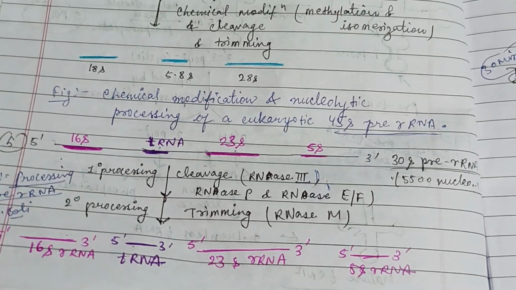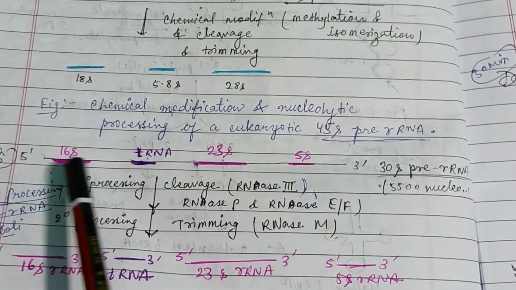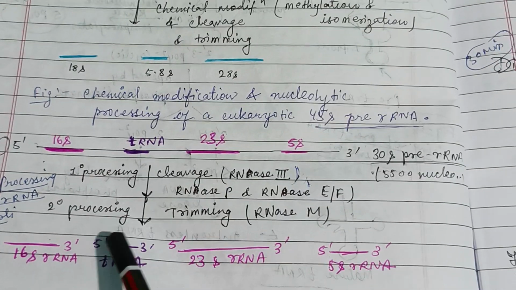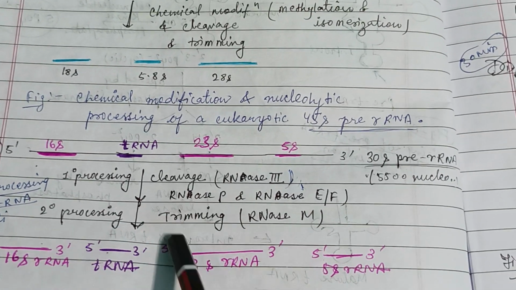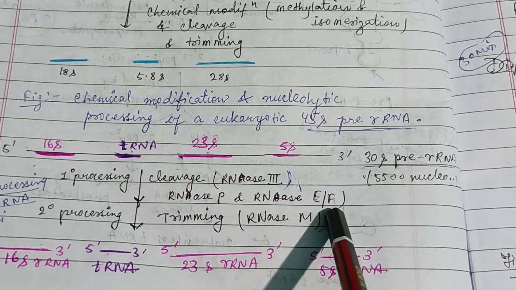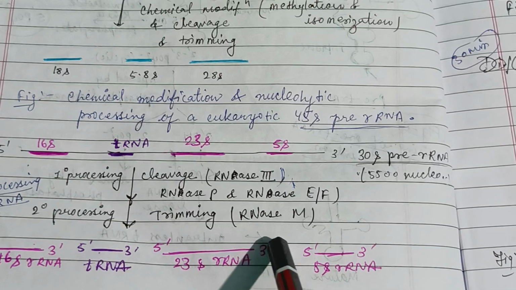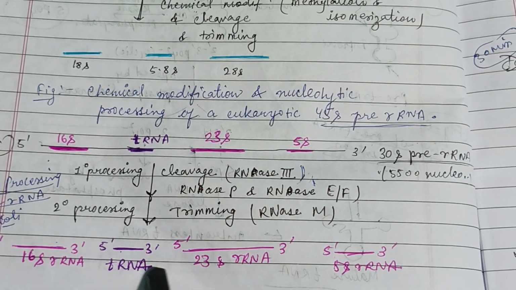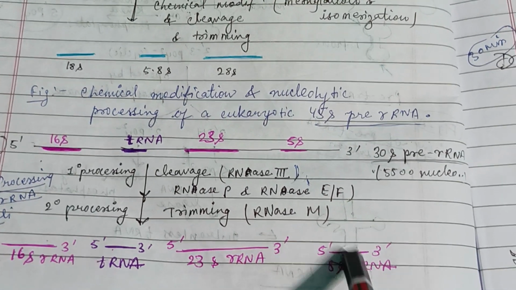So in the case of E. coli, a prokaryote, there is a 16S in place of the 18S, along with the 23S and the 5S, and there are two steps, primary processing and secondary processing. RNase P and RNase E and F cleave the three subunits, and the trimming is done by RNase M. So it separates like this: 16S rRNA, tRNA, 23S rRNA and 5S rRNA.